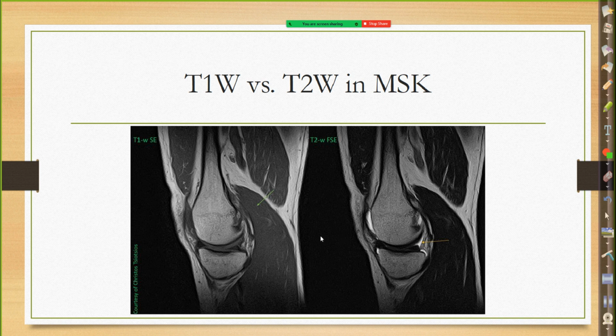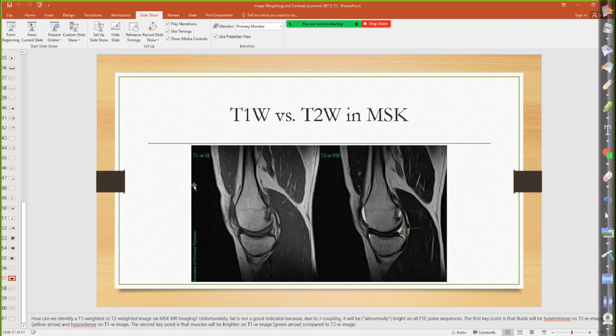So another way to determine if it's a T1 versus T2 is go to the muscle. And muscle on a T2 is going to appear darker than on a T1. Muscle will appear darker on a T2 than on a T1. Right?